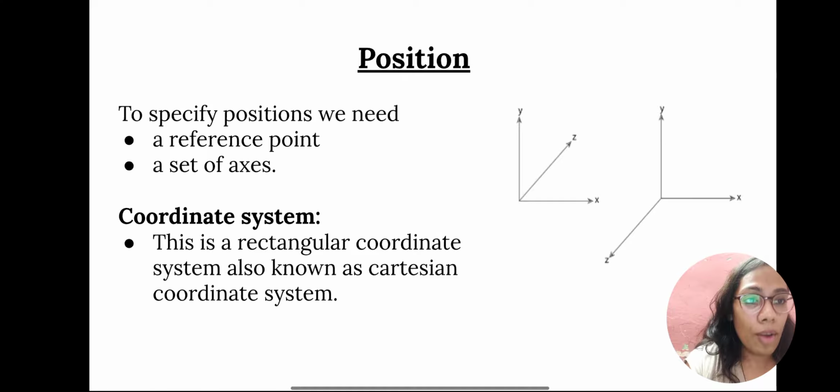To know more about it, how to describe it, how to measure it, we need two things. First, a reference point, and second, a set of axes. You can see a picture in the slide. This is an example of a rectangular coordinate system, which is very important to describe the set of axes.